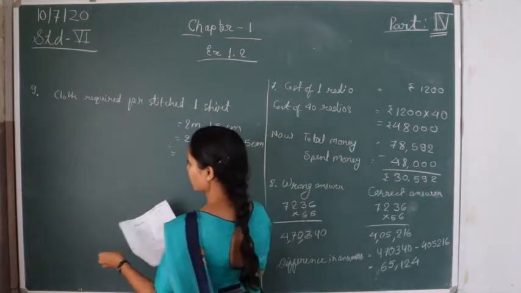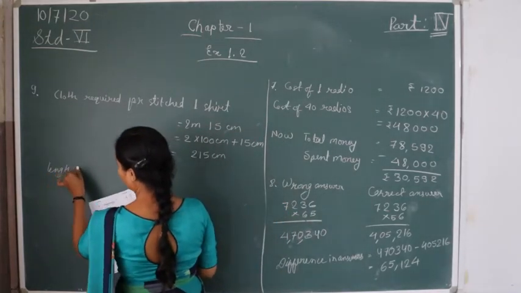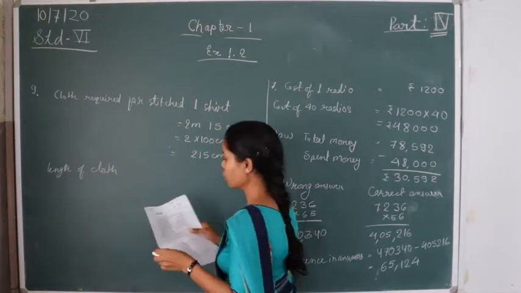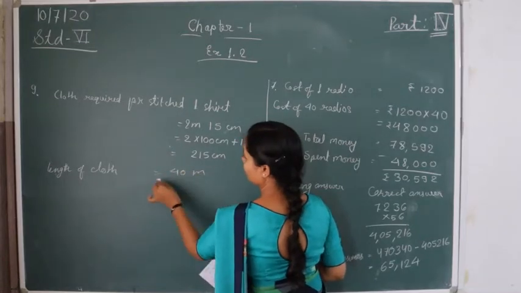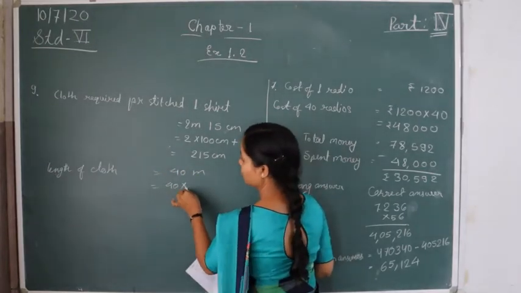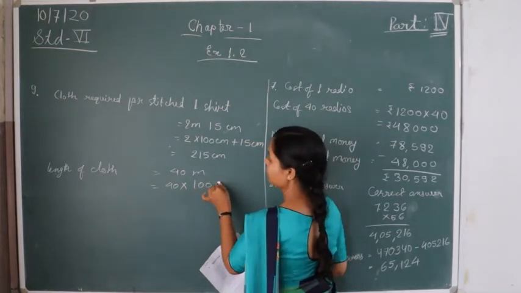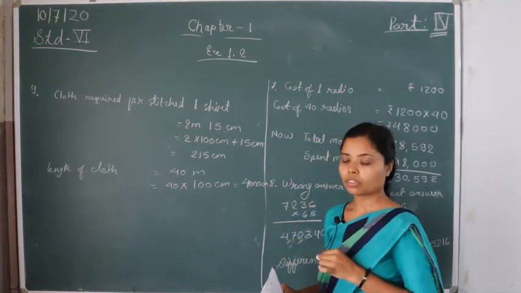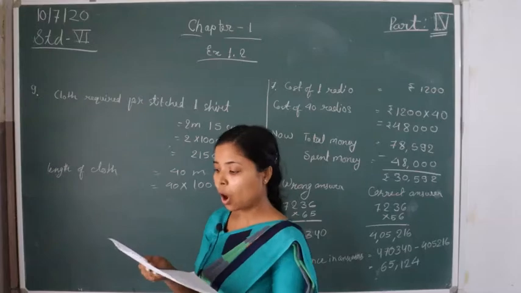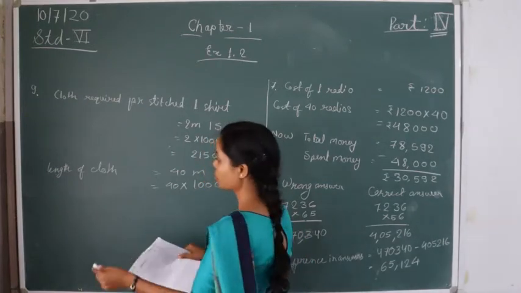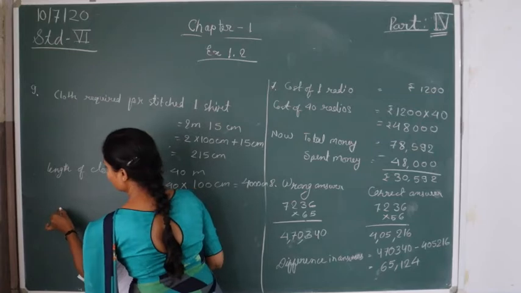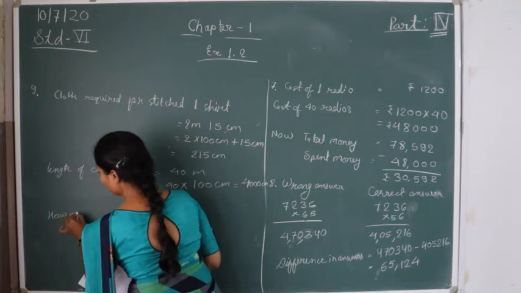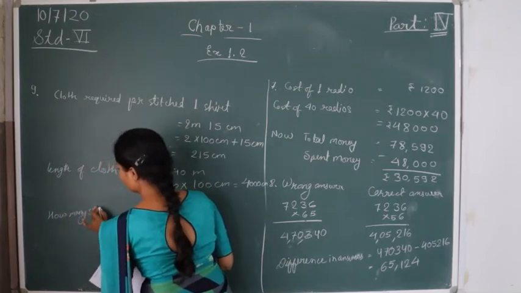Then the length of cloth is 40 meter. Convert this into centimeter: 40 multiplied by 100 centimeter. So we get 4000 centimeter. Then the question is, how many shirts can be stitched?